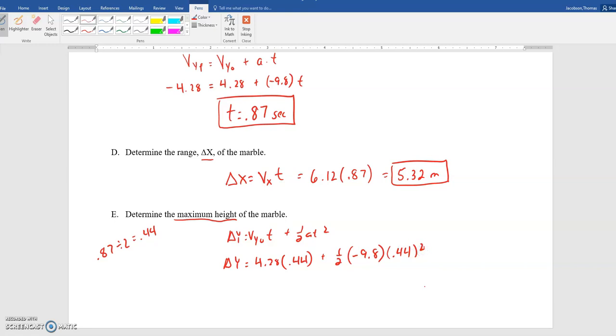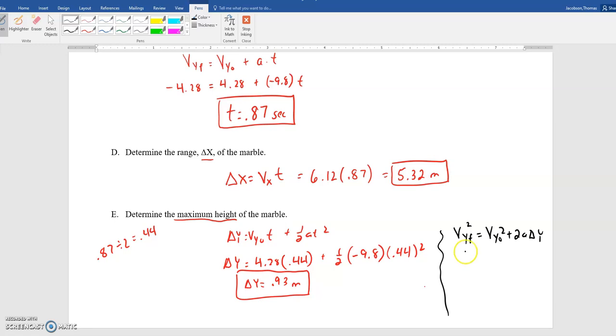So at this point, you would go to your calculator, like I'm doing right now. And we should get a delta y of 0.93 meters. You can also use that other equation, okay? I'll put this over here. If you want to use Vyf squared equals Vy naught squared plus 2a delta y, that's fine. You can use that equation.